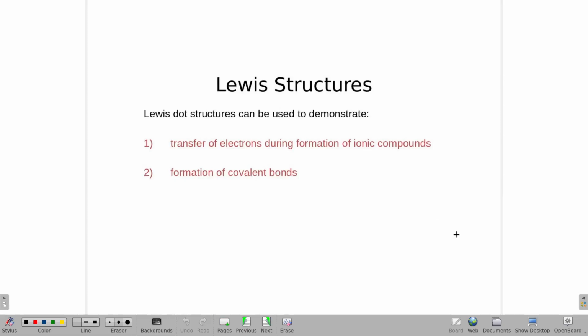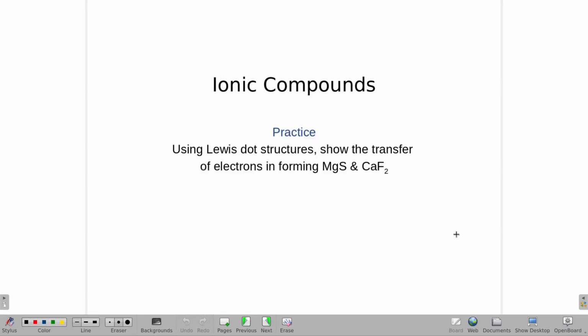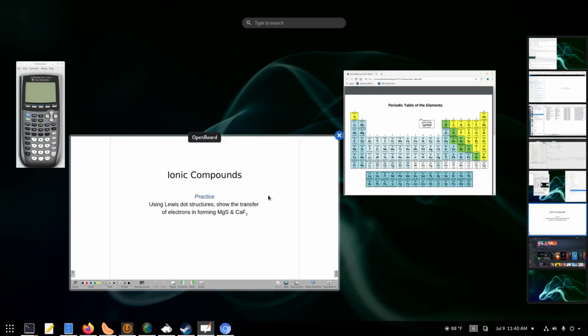Okay, so our Lewis structures are just showing how the electrons are being transferred. When we get to our covalent bonds, they'll show how the bonds themselves are formed. So let's practice some of this, first with just those ionic compounds. So MgS and CaF2. All right, we want to look at the periodic table for Mg and see what kind of charge it would like to form.